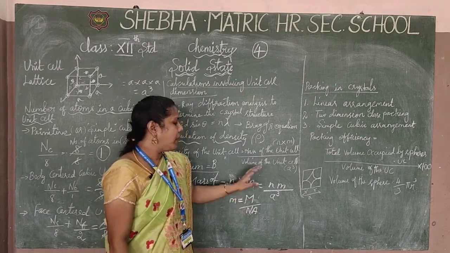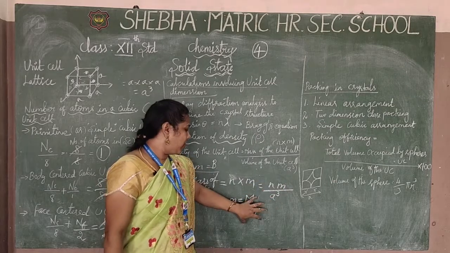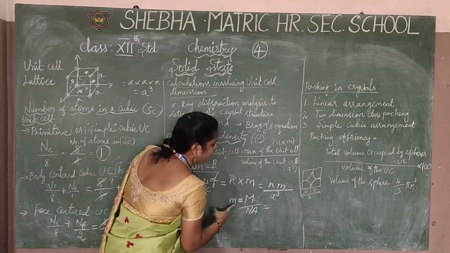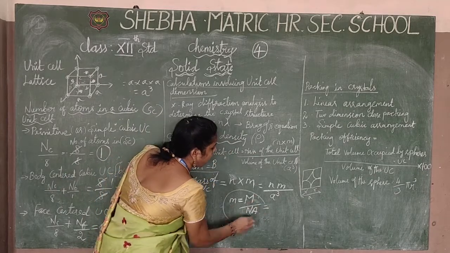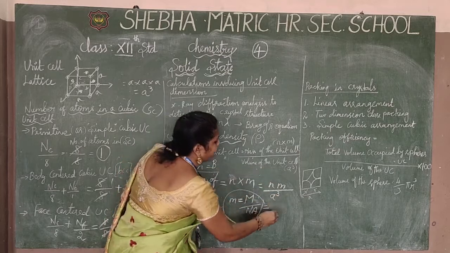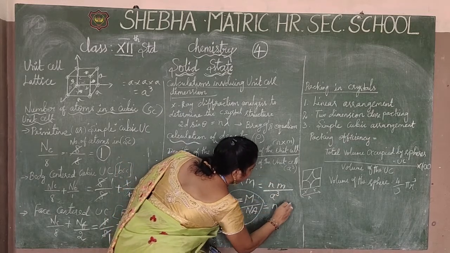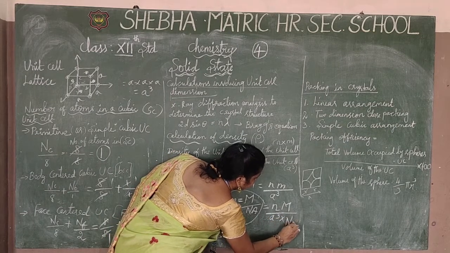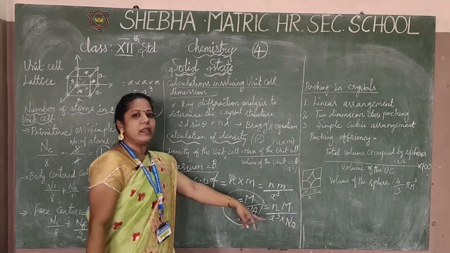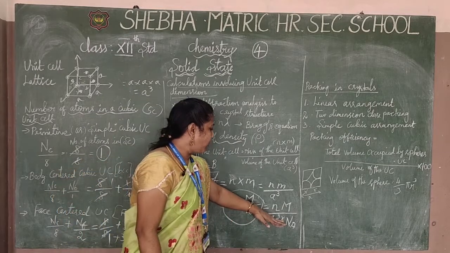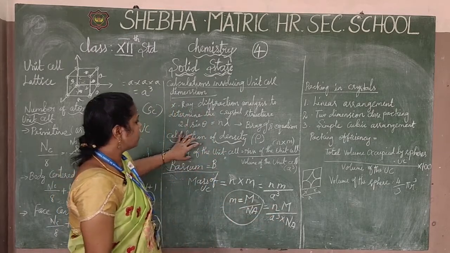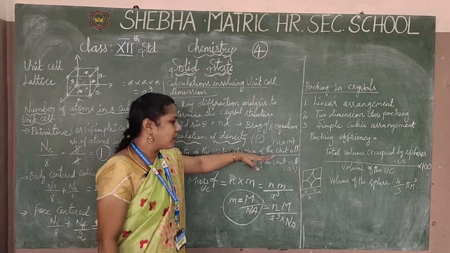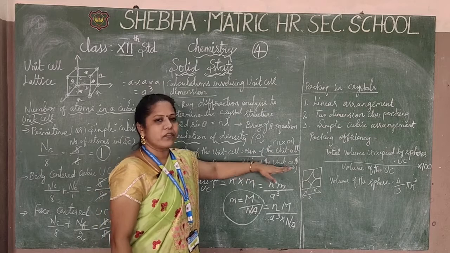So we have to substitute this into the small letter m. So I am going to rewrite this formula. I am going to write down these values for the small letter m. So n capital letter M by a cube into Na. This is the final formula. Okay, you got it? I will revise again. This is the general formula to find the density of the unit cell, that is mass of the unit cell by volume of the unit cell.